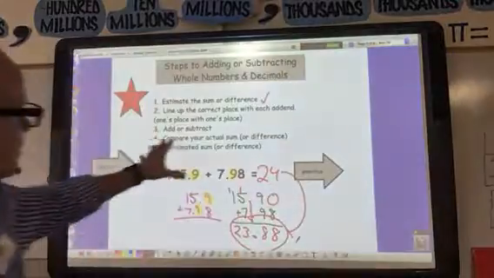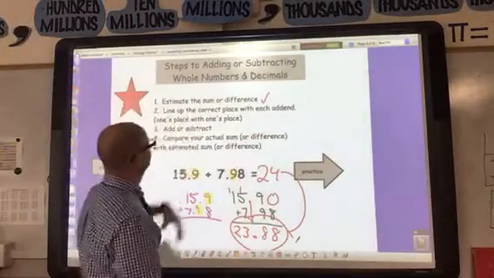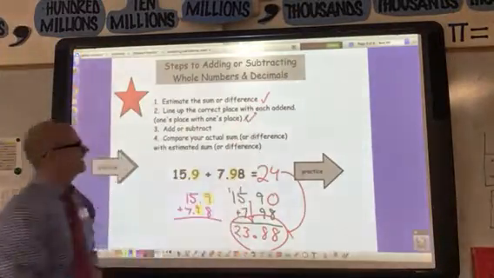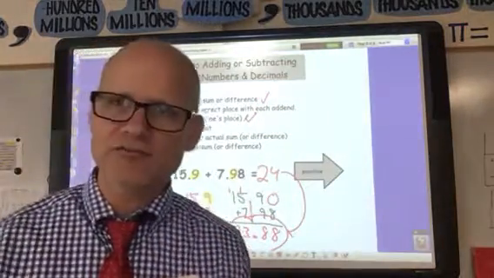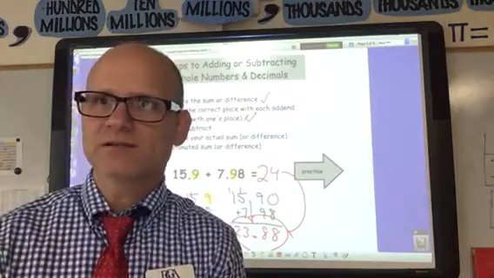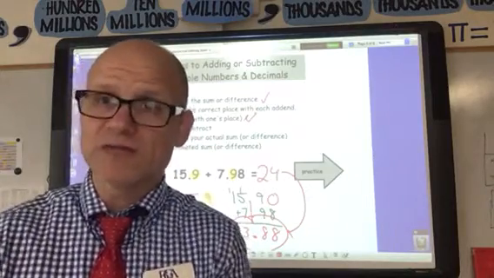So again, the steps are you should always first estimate. Second, line up your correct places. Then add or subtract, and then compare. Think about, hey, I got this. I thought I would get this. Okay, that sounds right. Because if you're way off, then you know you made a mistake somewhere.